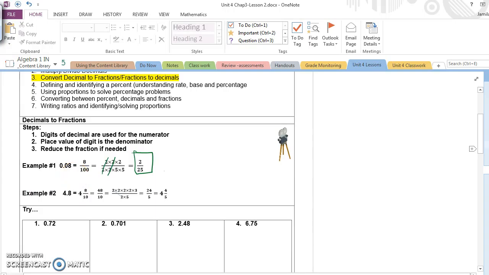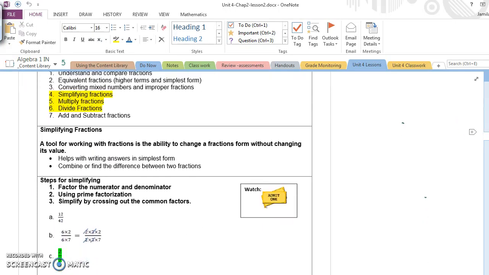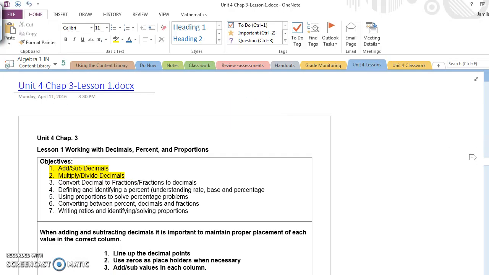Let's look at example 2. Oops, sorry. I think I accidentally went to the wrong one here. Sorry, let me get back to where we need to be.